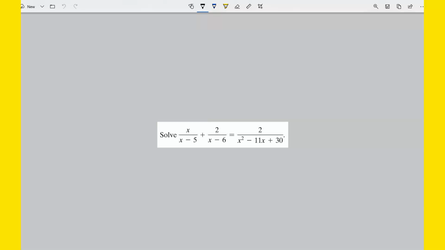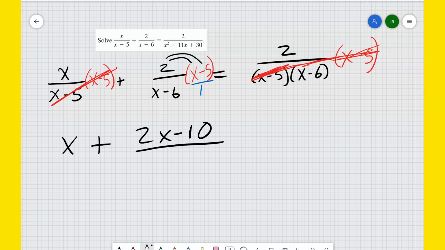Sorry about that. Where did we go? There we are. That's why the bottom is not multiplying with it, only the top is. So it's 2x minus 10 over x minus 6 equals, the x minus 5 is canceled, so I've got 2 over x minus 6 here.